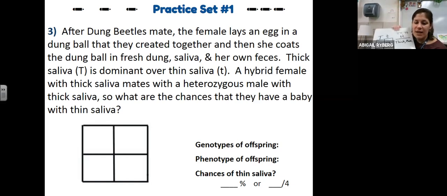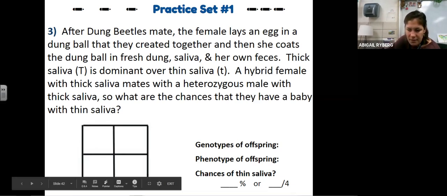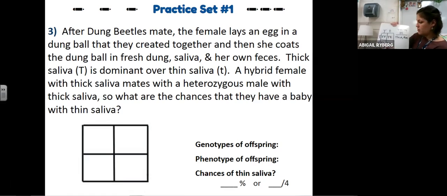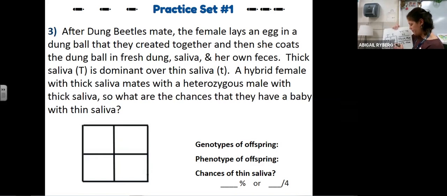And then we want to know the chances of thin saliva. So the percentage. If you think of it as quarters, right? 4 quarters make $1. So 1 quarter here, this is the only one that's going to have thin saliva. Think of it as a quarter. It's going to be 25%. Okay. So 25% of the offspring will have thin saliva, or 1 out of 4.